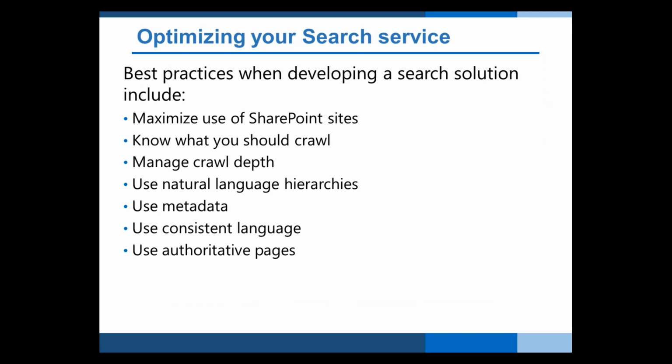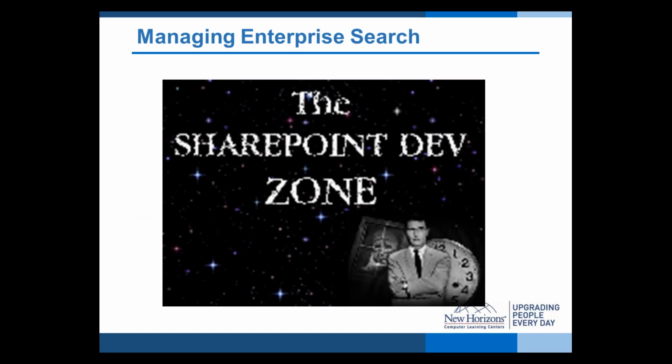So when you start looking at search, some of the things to think about is best practices. Look at your SharePoint sites. What do you want to crawl? Look at your crawl depth. Remember, it's all about the index. Use consistent languages, use metadata, use columns. Even though SharePoint Search will look inside of those documents, metadata is what's key. We also have the ability to add pages that you want to be more authoritative that appear at the high end of those search results.